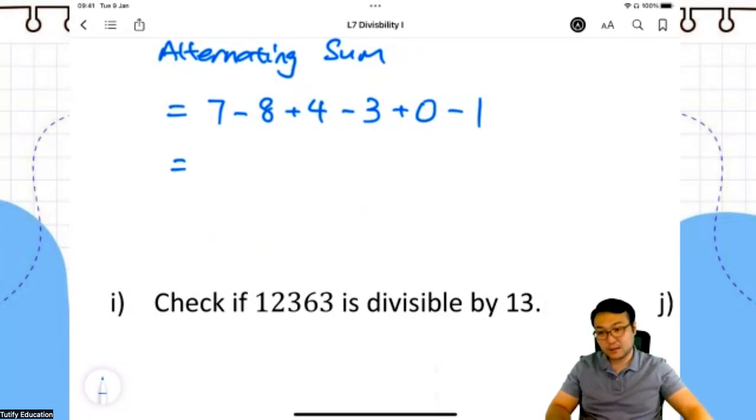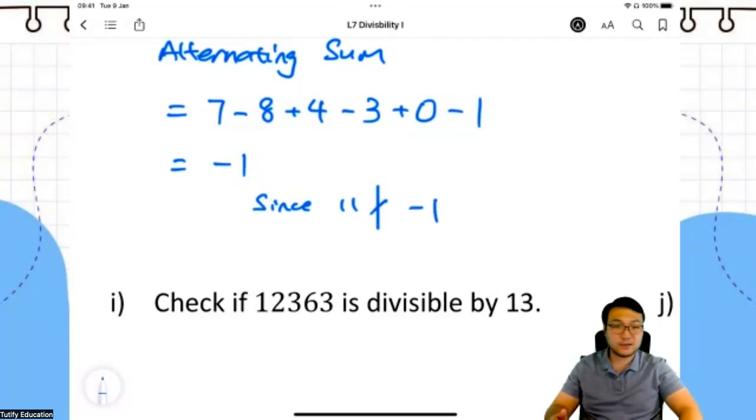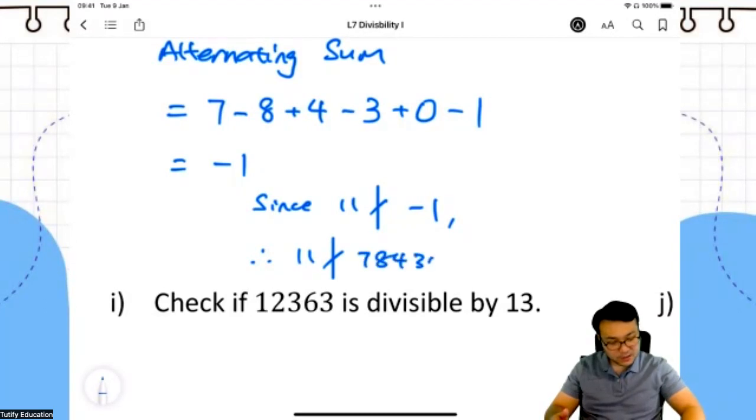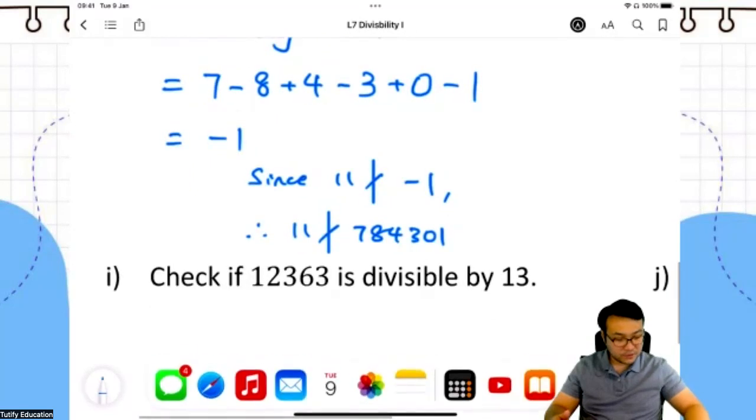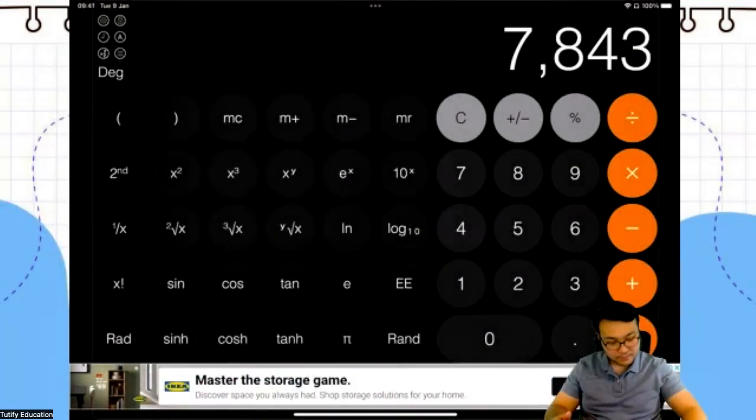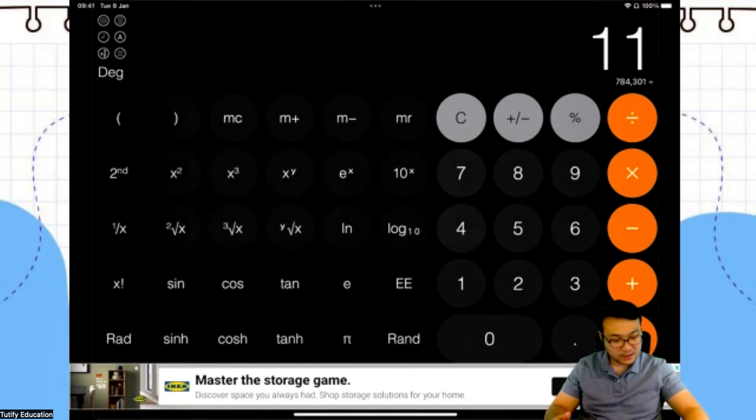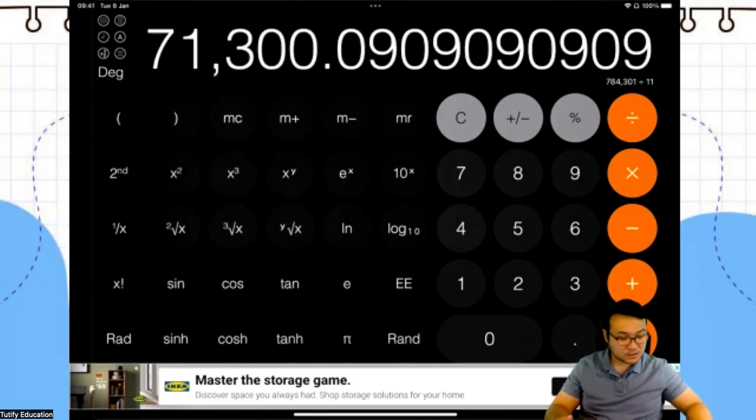And what do we get? We are going to get -1. Uh-oh, I don't think this is divisible by 11. So you say that since the number 11 does not divide the number -1, therefore, the number 11 does not divide the number 784301. 784301 divided by 11. Oh, so many decimals.